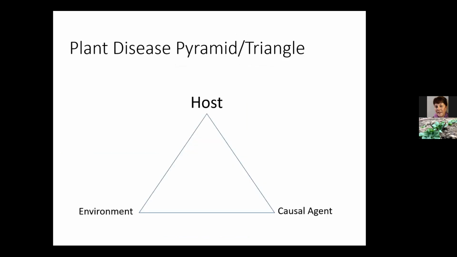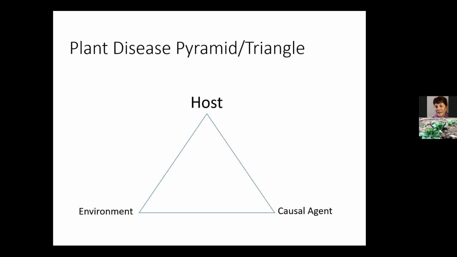So when we look at this, we look at the plant disease pyramid, or often called the triangle as well, where we have the host plant, and it can be a susceptible host plant. We have the environment, and then we have the causal agent. And those are the three corners of the triangle. Now, if we have a susceptible host, we have the causal agent, whether it is a pathogen or an abiotic issue, and we have the correct environment for that pathogen to grow and to infect the host, then chances are we're going to have a disease problem.